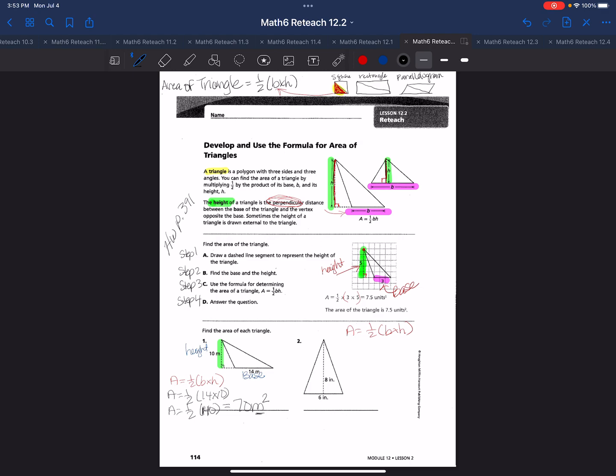This time the height is in the internal part. So we know this here is your height. And here's your base. Then we need to go ahead and plug it in. 1/2, 6 times 8. 1/2 of 48 is 24. So it'd be 24 inches squared. We're dealing with area, so make sure you do your units of measure to the second power. And that is our lesson for Module 12, Lesson 2, Grade 6.